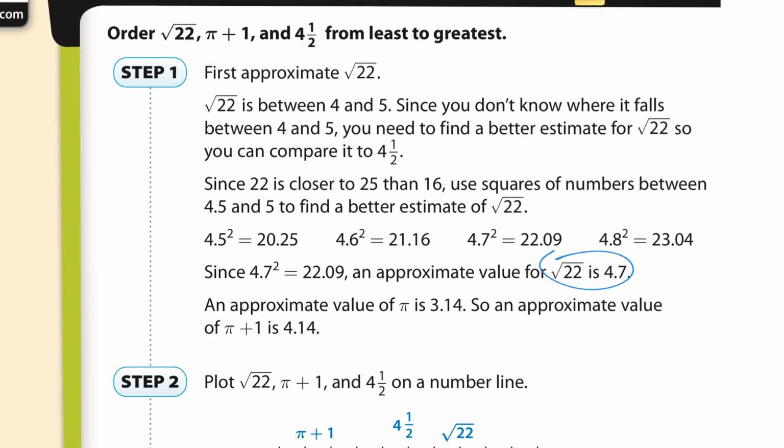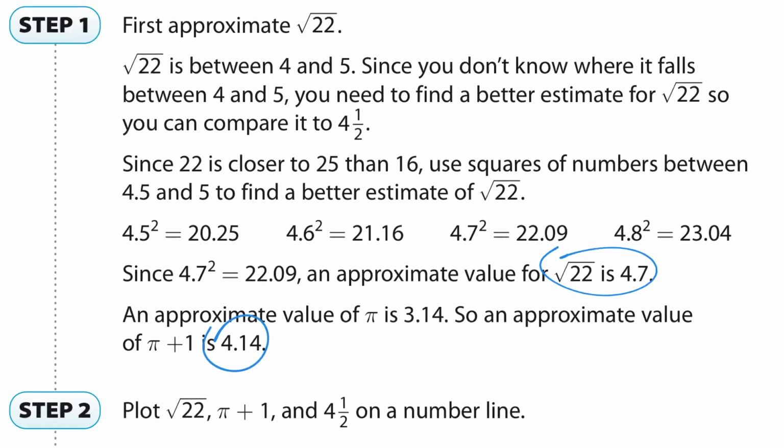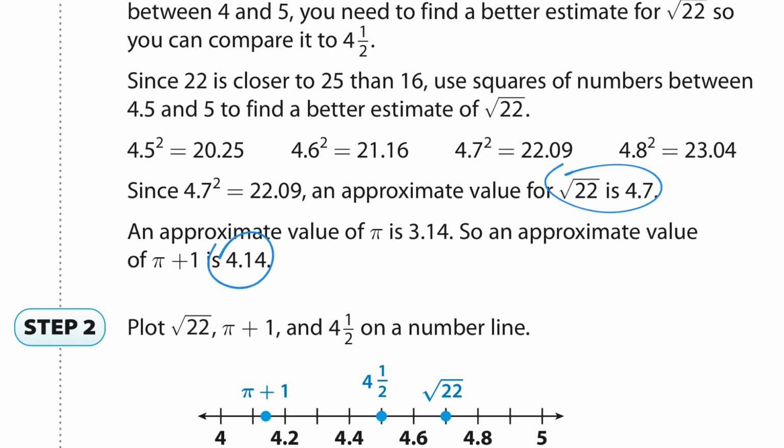And then approximate value of pi plus 1. So we can use 3.14 for pi. So 3.14 plus 1 is 4.14. Okay, we're going to use that one. And then what's the last one? Oh, 4.5. 4.5 is 4.5.